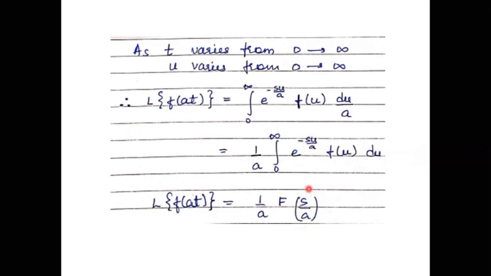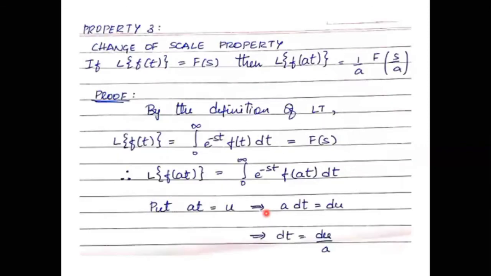So that is how you will get f of s by a. If you had e power minus su f of u du, you would have written f of s. But in place of s, you are having s by a. So it is f of s by a, and this 1 by a here I have written. So this is how you will get 1 by a into f of s by a for the Laplace transform of f of a t.